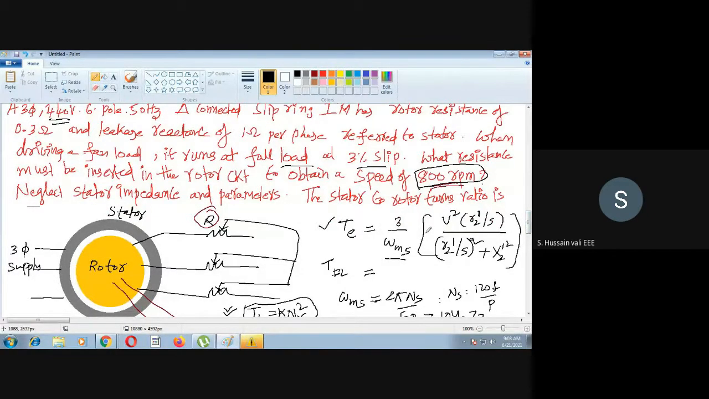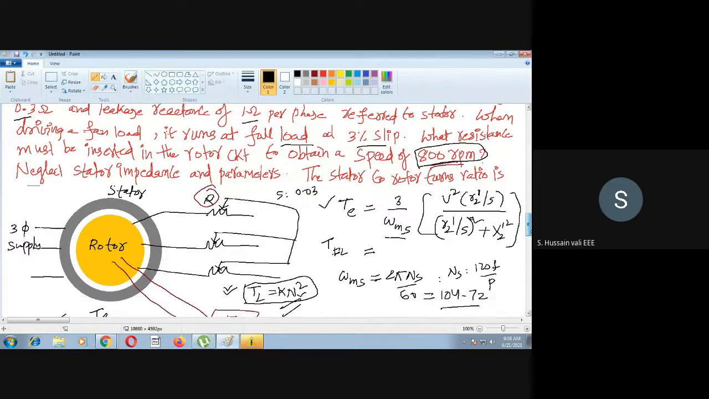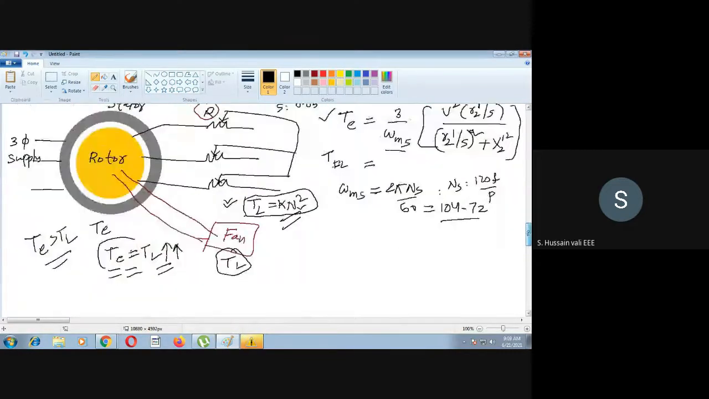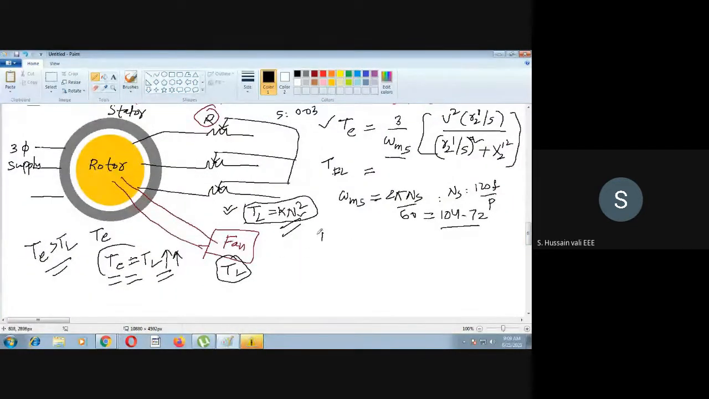Then R2 dash he has given in the problem, 0.3. Slip is 3%, in the sense, slip is equal to 0.03. Then X2 dash, he has given 1 ohm. Then you substitute everything here and you will get the electromagnetic torque. TE, when you substitute, you will get the approximate answer 548 Newton meter.